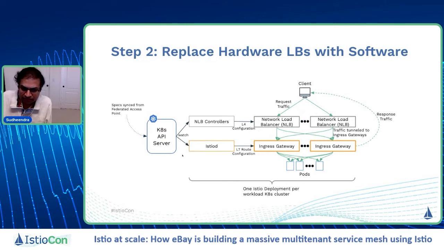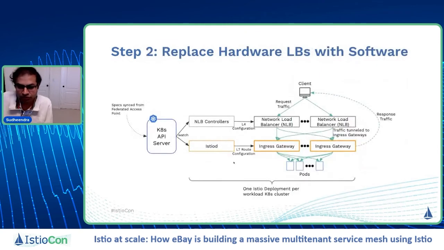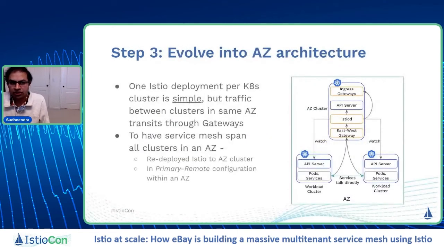And the Istio itself, for simplicity at this step, we deployed as one Istio deployment per Kubernetes cluster. But there are some challenges with this deployment. One challenge is, though this deployment is simple, the traffic between the two clusters within the same AZ goes through the Istio ingress gateway, so it becomes north-south traffic. So we would like to have pod-to-pod traffic go directly as much as possible.